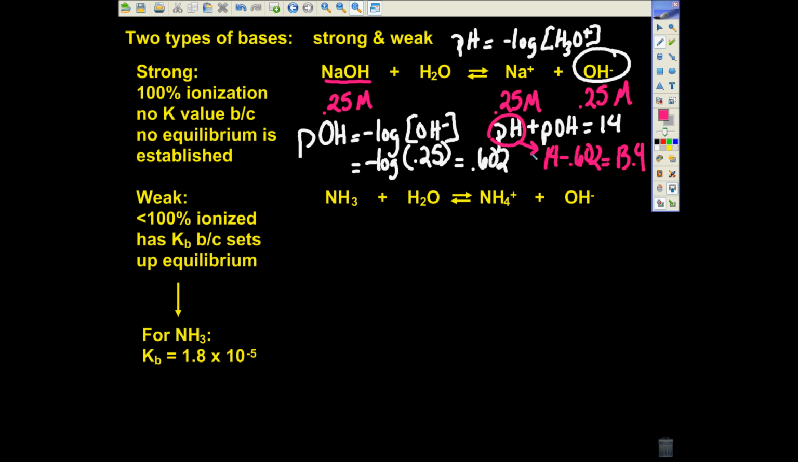Now, in the second problem or example that I've listed here, this is a weak base. And a weak base sets up an equilibrium. It's going to have a Kb, B for base. And I went ahead and looked up the Kb value for ammonia. Ammonia is NH3. And that's where I'm going to start.